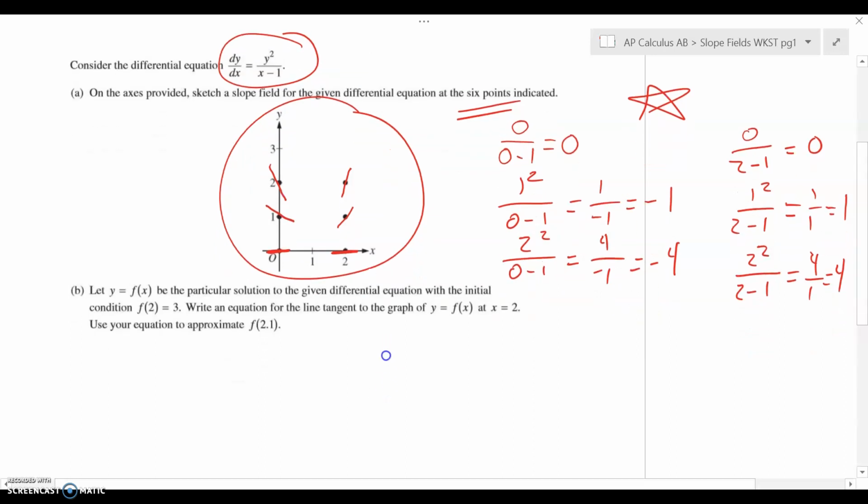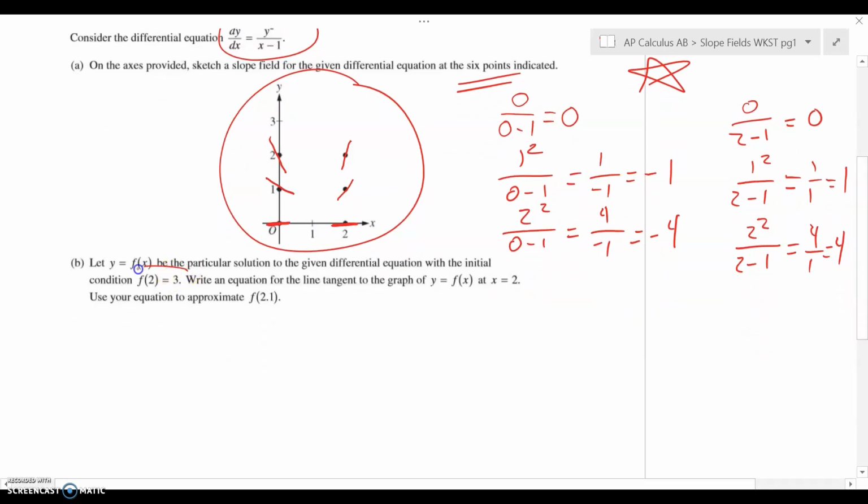And in part B, they're giving us an initial condition. So they're going to talk about f of 2 is 3. They are not asking for us to sketch that initial condition in. They're saying let y equal f of x be a particular solution, or just think solution, to the given differential equation with the initial condition. So they're saying there are functions that work up here. This specific one we're going to look at has f of 2 equal 3 on it.